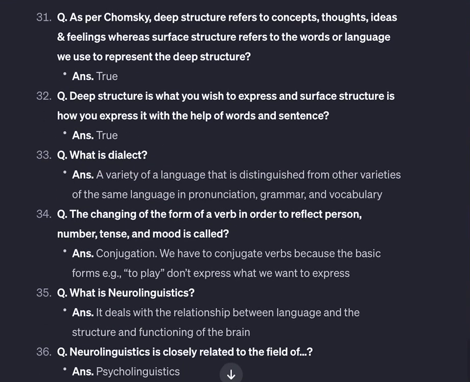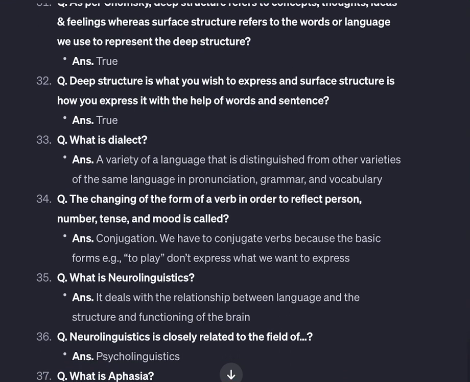Register. 31. Q. As per Chomsky, deep structure refers to concepts, thoughts, ideas and feelings, whereas surface structure refers to the words or language we use to represent the deep structure. ANS. True. 32. Q. Deep structure is what you wish to express and surface structure is how you express it with the help of words and sentences. ANS. True. 33. Q. What is dialect?